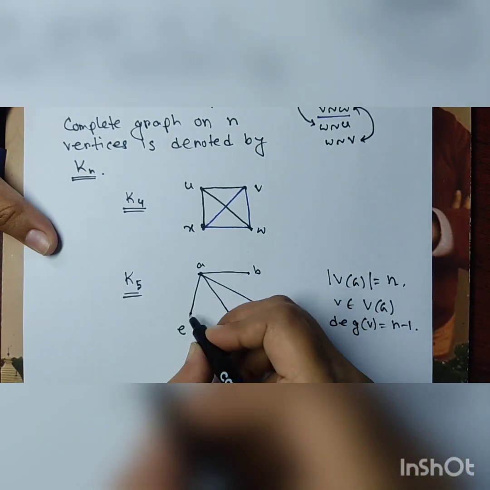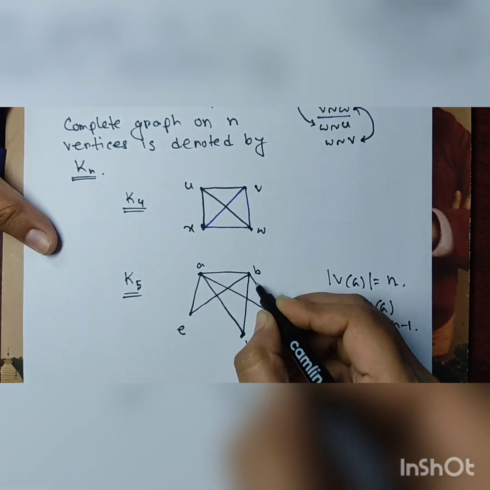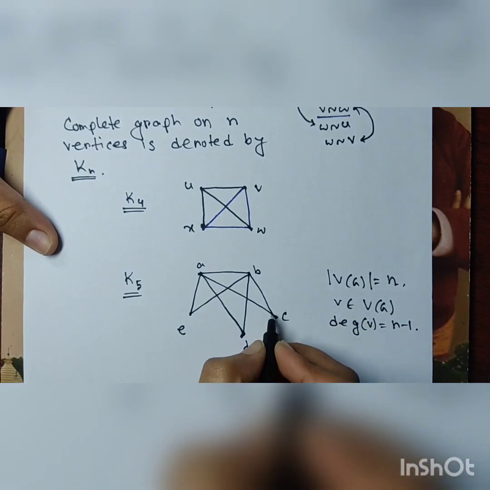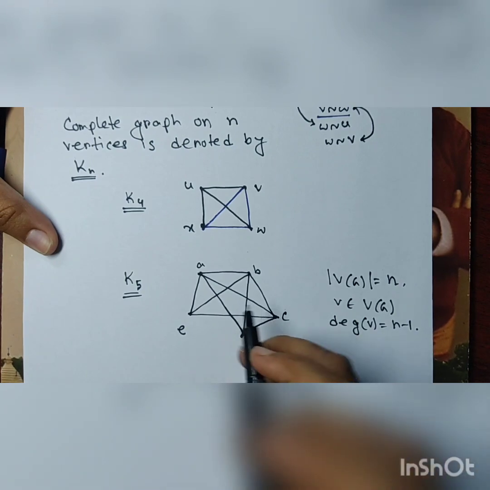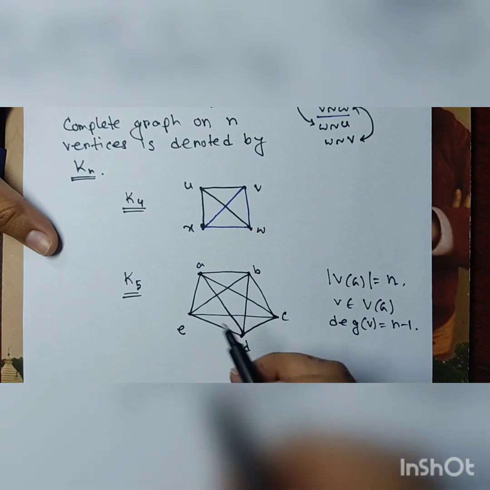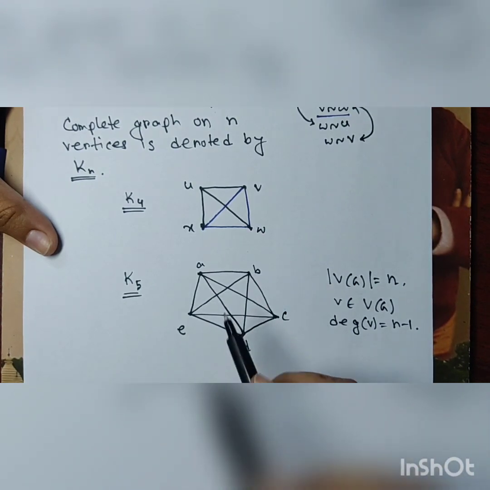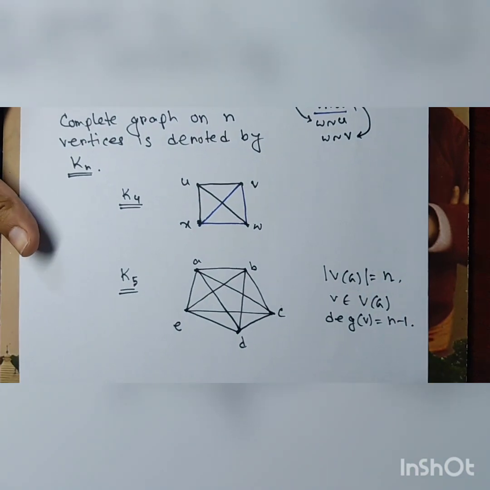Similarly, degree of B is also 4, so B is adjacent to A, B is adjacent to E, adjacent to D and adjacent to C. Similarly, C is adjacent to A and B and also D and E. Similarly, D is adjacent to A, B, C and E, and also E is adjacent to all of A, B, C and D. So all the vertices have degree n minus 1 actually.